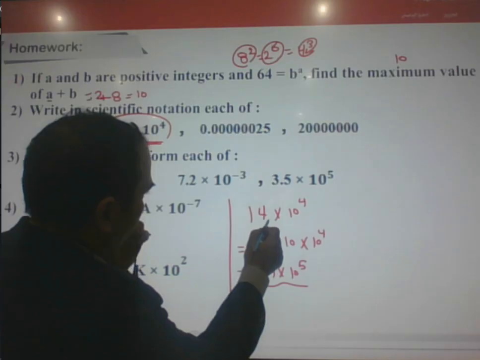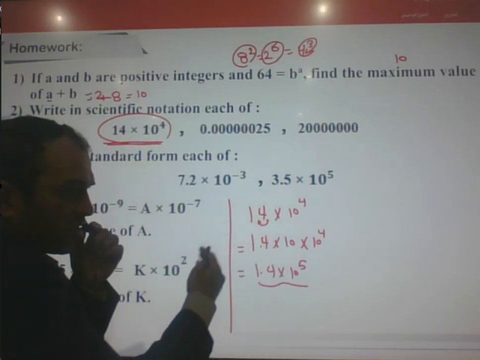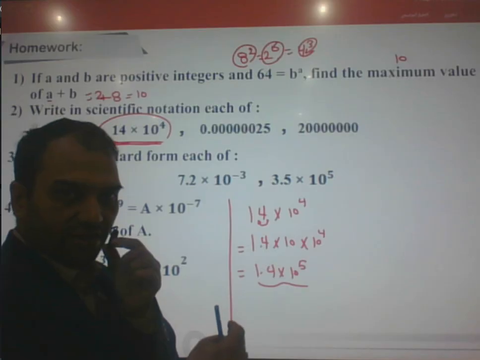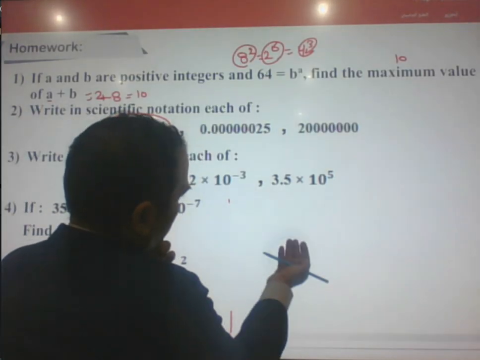Listen to me. If we haven't a point, put the point here and move the point left-hand side by one place. Moving left-hand side by one place means product by 10. Then the answer will be 1.4 times 10 power 5.